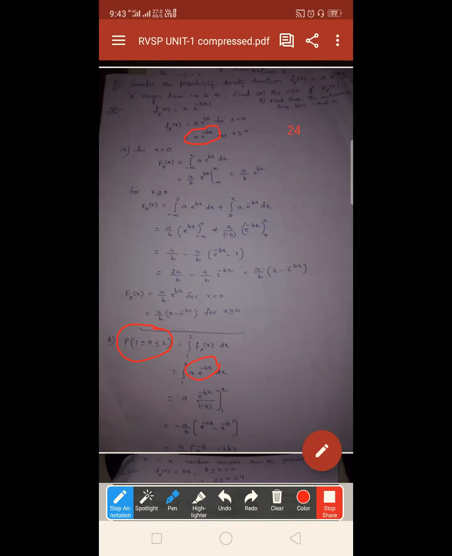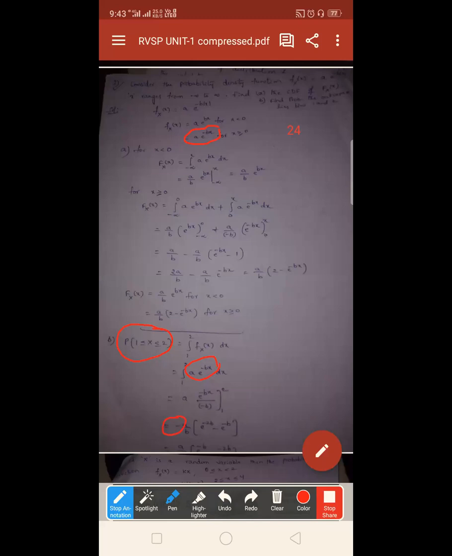Now you have to apply the limits 1 to 2. Okay. So minus a by b, you have to write it outside. Next apply the limits 1 to 2. First write the upper limit e power minus 2b minus e power minus b. Okay, first upper limit is substitute 2 instead of small x. Next substitute the lower limit 1 instead of small x. So you will get e power minus 2b minus e power minus b.